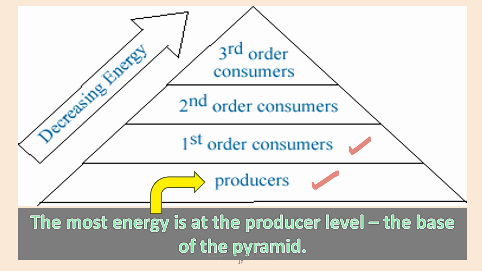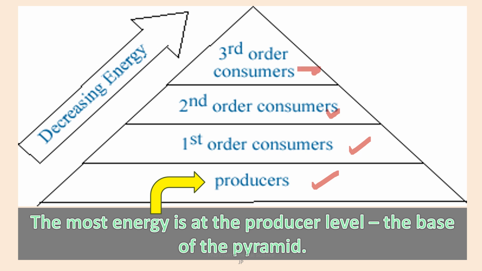Then second order consumers. These are carnivores and omnivores that feed on primary consumers, like birds, small mammals, reptiles. Energy continues to decrease as it moves up the pyramid, with secondary consumers receiving less energy compared to primary consumers due to further losses.